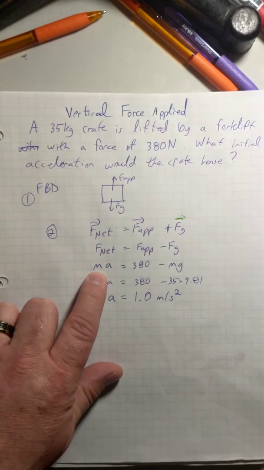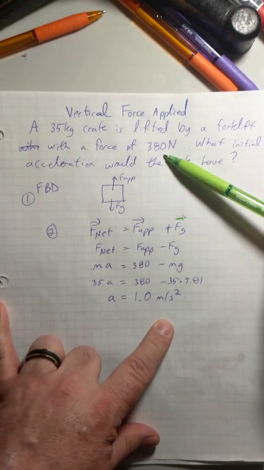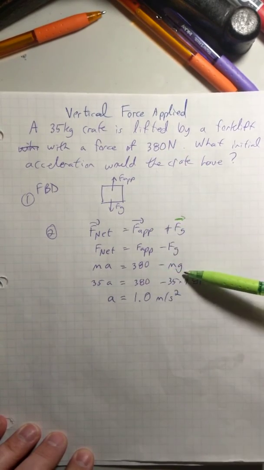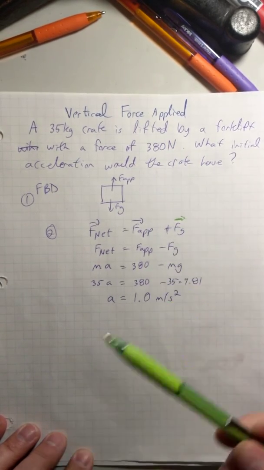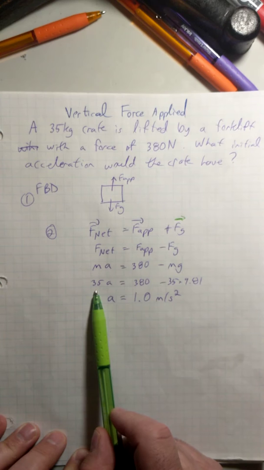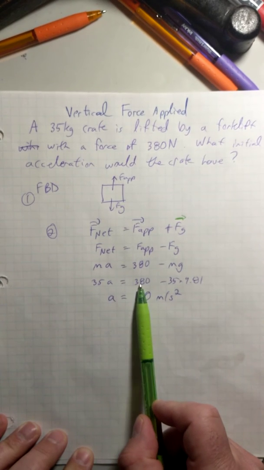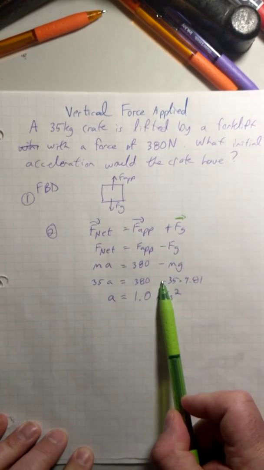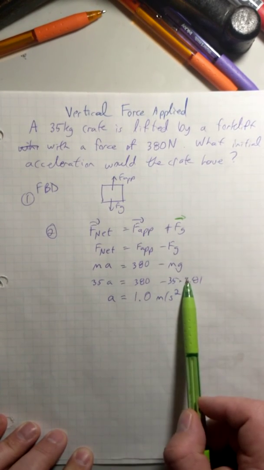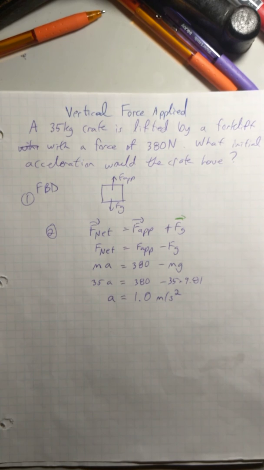So the net force we can rewrite as mass times acceleration. The force applied, well, that's the 380 that we're told the forklift applies to the crate. And the force of gravity, that's equal to mg. And the crate is 35 kilograms. So 35 kilograms times the acceleration is equal to 380 newton applied force minus the 35 kilograms times the 9.81. Subtract those two forces and then divide by the 35, and you should end up with an acceleration of about 1 meter per second squared.